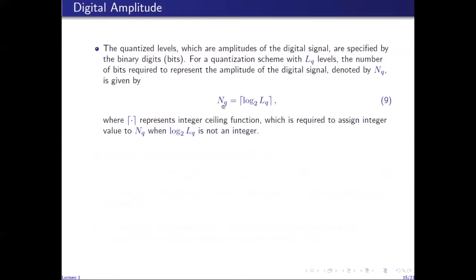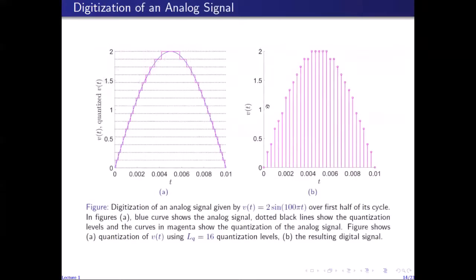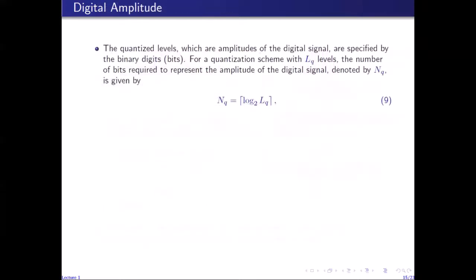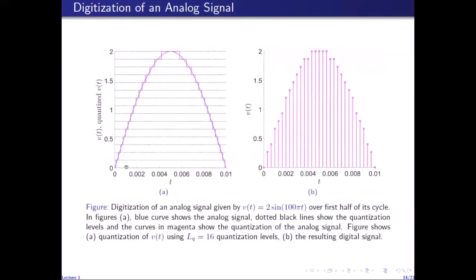So 00, 01, 10, 11 will be my quantization levels, which will be described by 2 bits. Similarly, if I have 16 quantization levels, as in this illustration, then I will need four bits. So these are the 16 quantization levels, and I will need 4 bits to label them. So 0000, 0001, 0010, all the way to 1111.